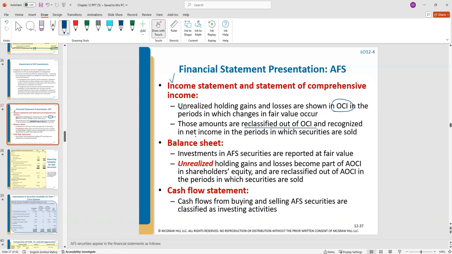Reclassify out of OCI and into net income whenever it's realized or you sell it. On the balance sheet, we're talking about fair value. And on the cash flow statement, this is going to be the investing section whenever you buy it, right? Interest is generally going to be in the operating section.